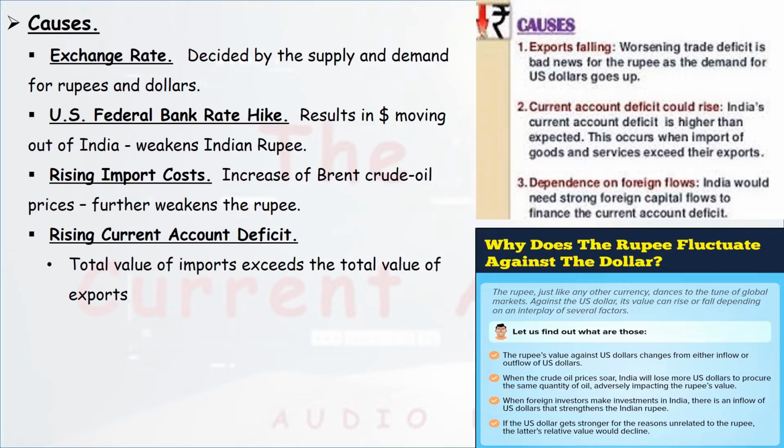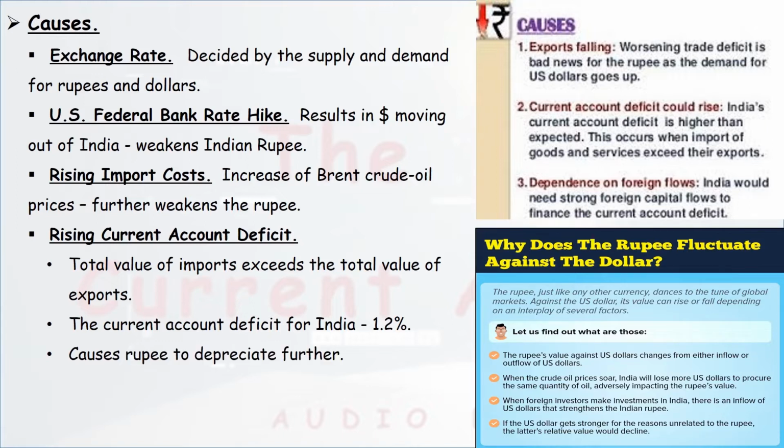Rising current account deficit. A current account deficit occurs when the total value of goods and services a country imports exceeds the total value of goods and services it exports. The current account deficit for India in the fiscal 2021-22 has come in at 1.2%. A huge current account gap could make the rupee depreciate further in the absence of meaningful intervention from RBI.